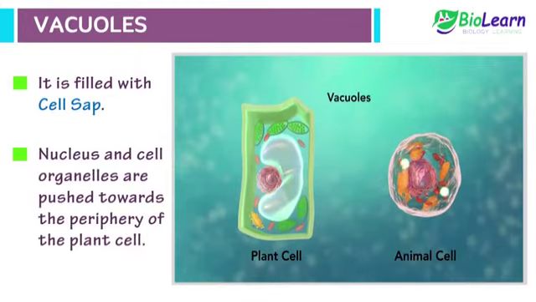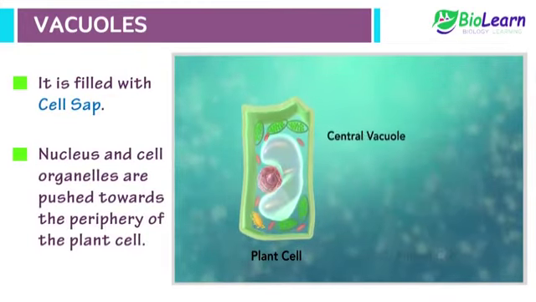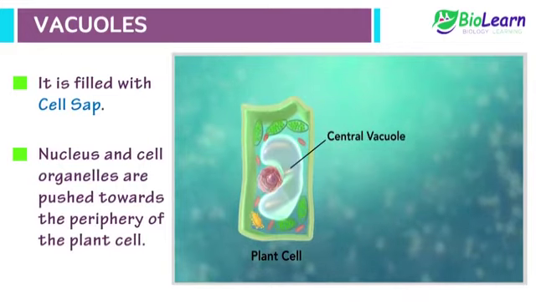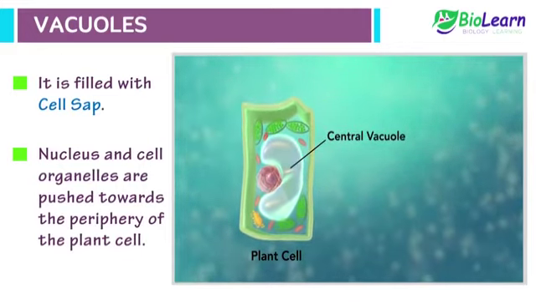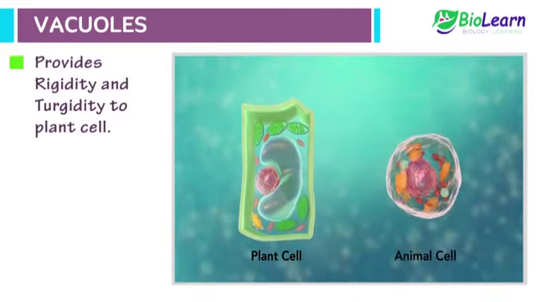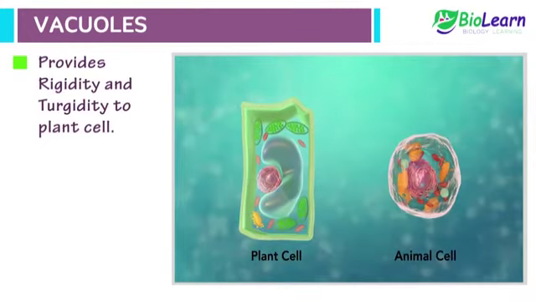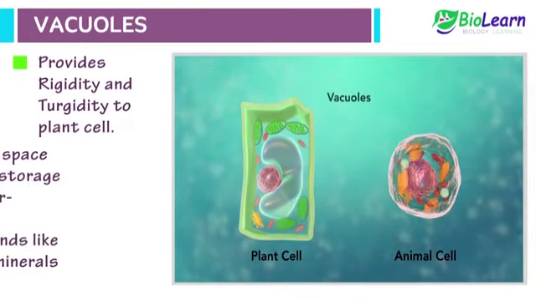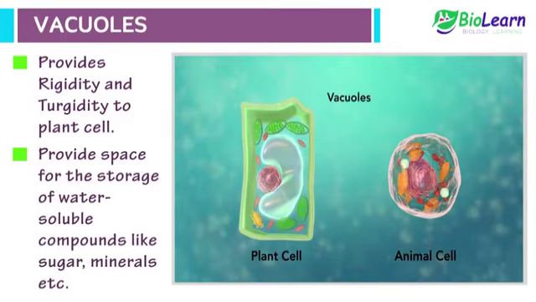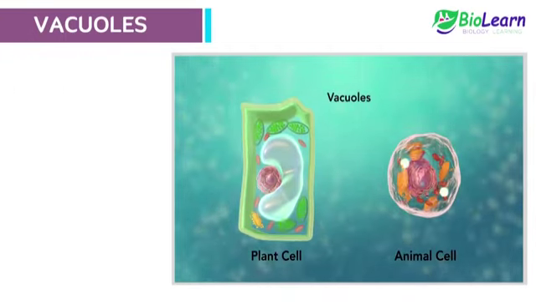Because of its large size and central position, the nucleus and other cell organelles in a plant cell are pushed towards the periphery. Vacuoles provide turgidity and rigidity to the plant cell. They provide space for the storage of water-soluble compounds like sugar and minerals.